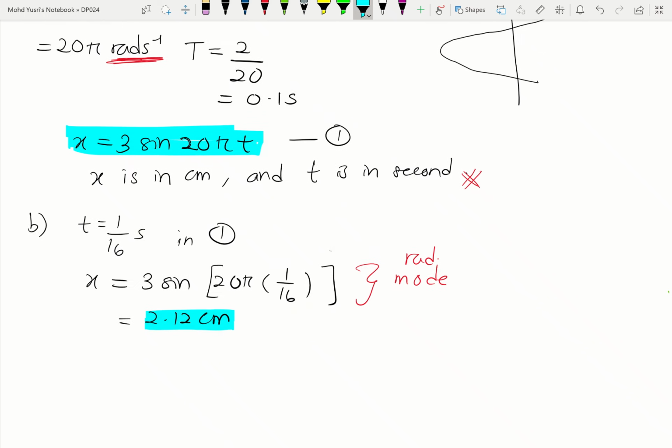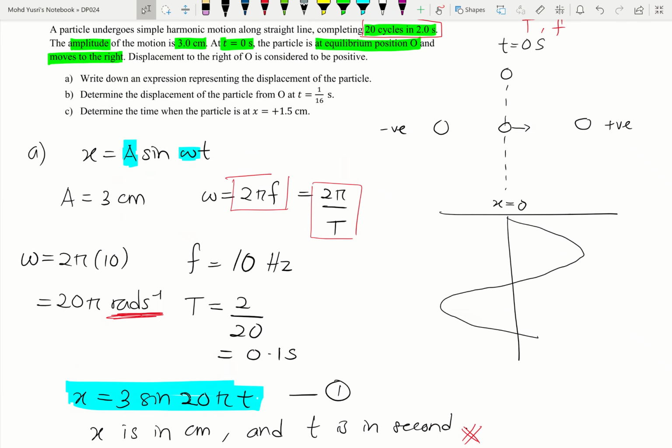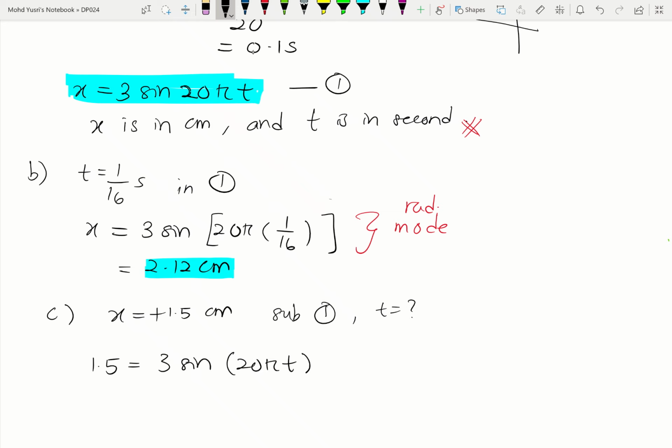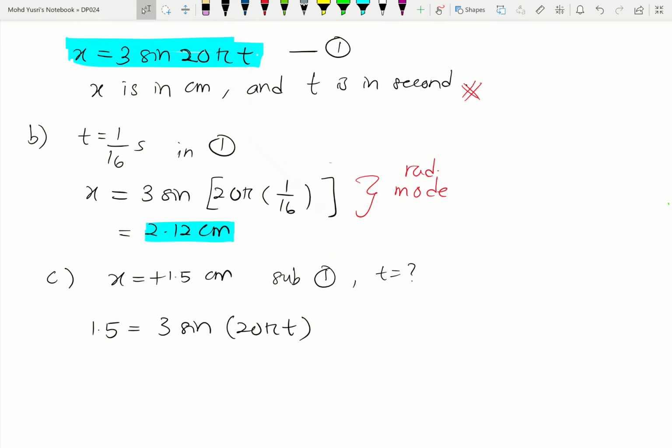Okay, so terusnya soalan C. Soalan C, determine the time when the particle is at x 1.5 centimeter. So now x is given as positive 1.5 centimeter. So we need to substitute that into equation 1 to find t. Okay, so 1.5 is equals to 3 sine 20 pi t. Nah, apa yang kita kena buat kat sini, kita kena rearrange equation. Sepatutnya daripada equation ni kita boleh terus tekan calculator untuk dapatkan nilai t, tapi saya sengaja untuk tunjukkan bagaimana untuk kita rearrange equation ini.